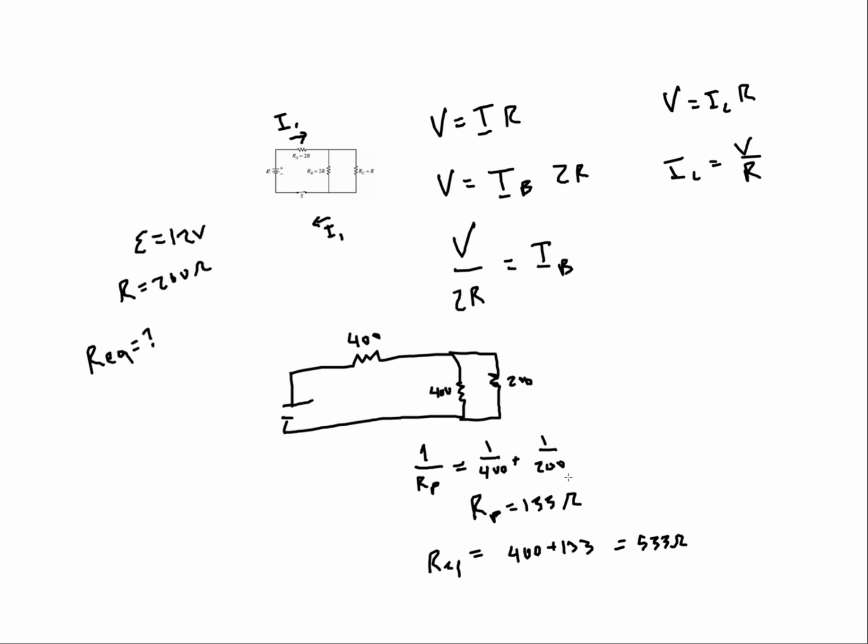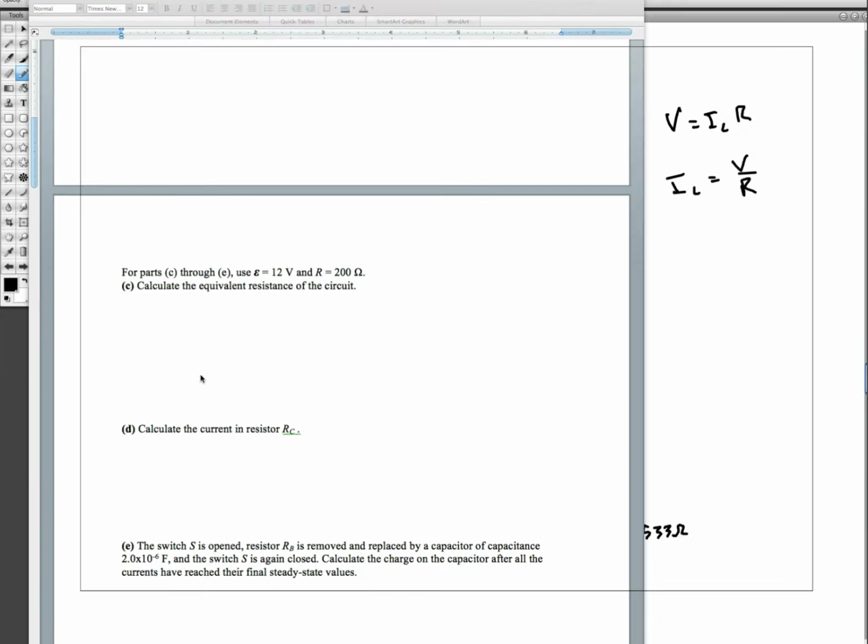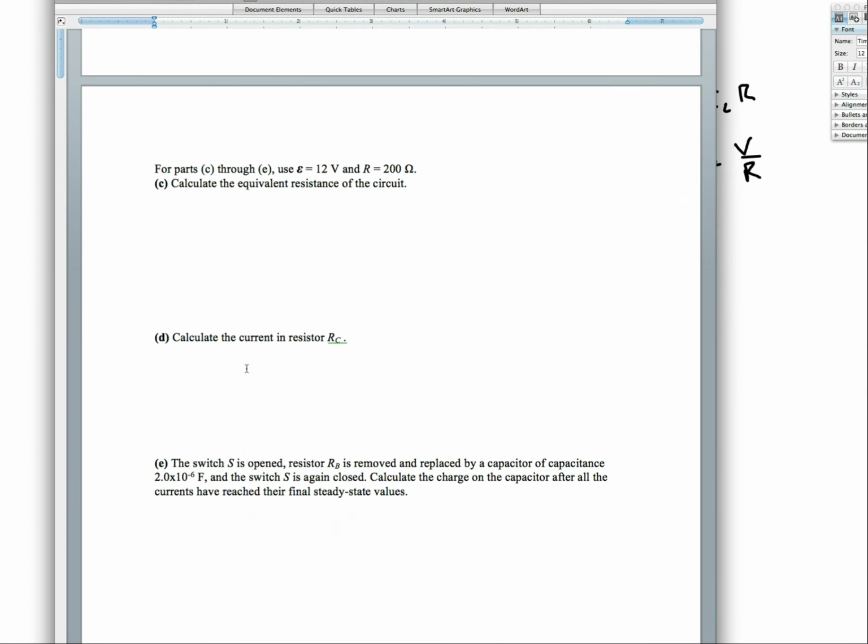Now, let's look at part D. It says calculate the current in resistor RC. Okay, well, to calculate current, we first need to know what the voltage is, because V equals IR.